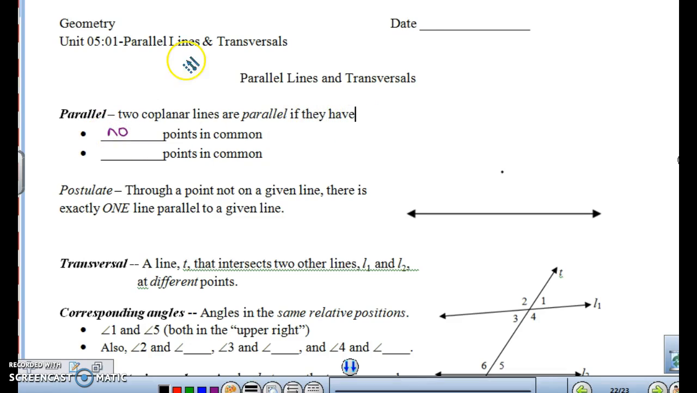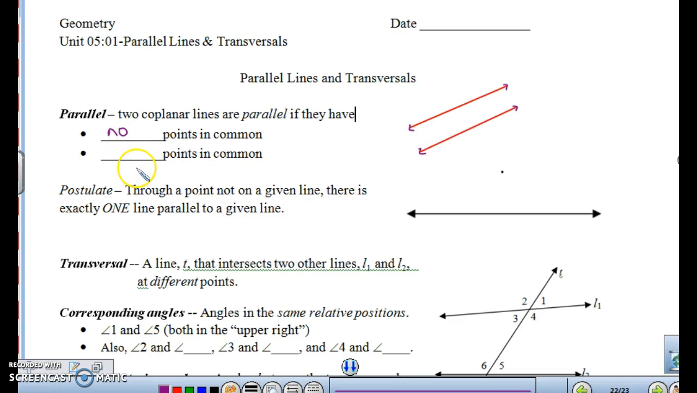If you have two lines that one runs like this and another one runs like this, no matter how long they get, they will never intersect. They have no points in common. So those lines would be parallel.